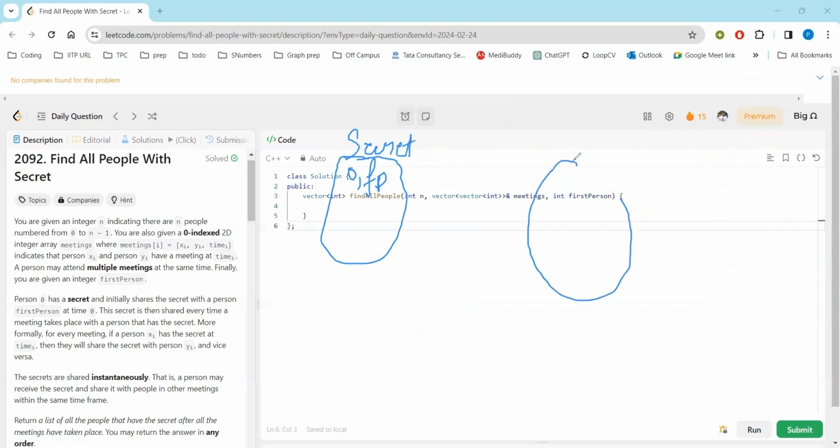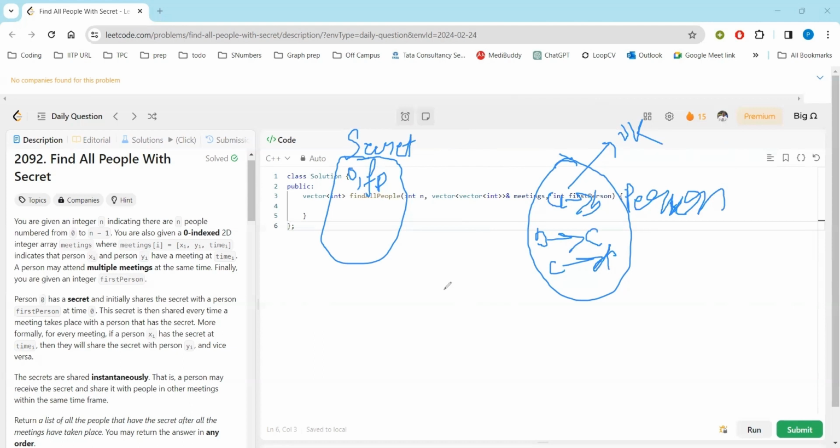And there are a set of meetings. Suppose there is a set of persons who are somehow linked with the meetings. That means I want to say, suppose there is a person A who has a meeting with person B. There is a person B who has a meeting with person C. And there is a person C who has a meeting with person D. Now, all these persons don't know the secret. Secret is unknown to them.